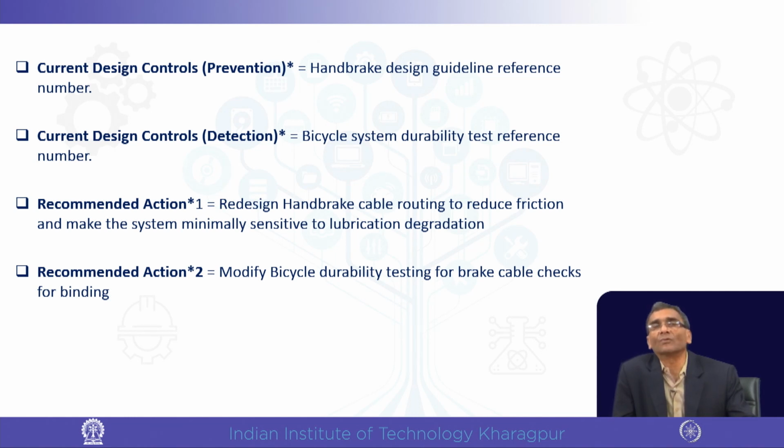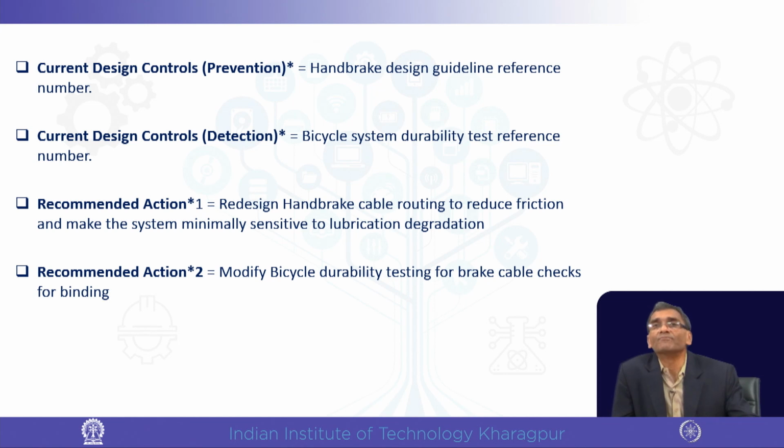Now, recommended action. What is the recommended action? Exactly, we are talking about this. This is the heart and essence of FMEA. Redesign handbrake cable routing to reduce friction and make the system minimally sensitive to lubrication degradation. And so, it is the robust design category, and recommendation 2 is to modify bicycle durability testing, which is in the testing category.